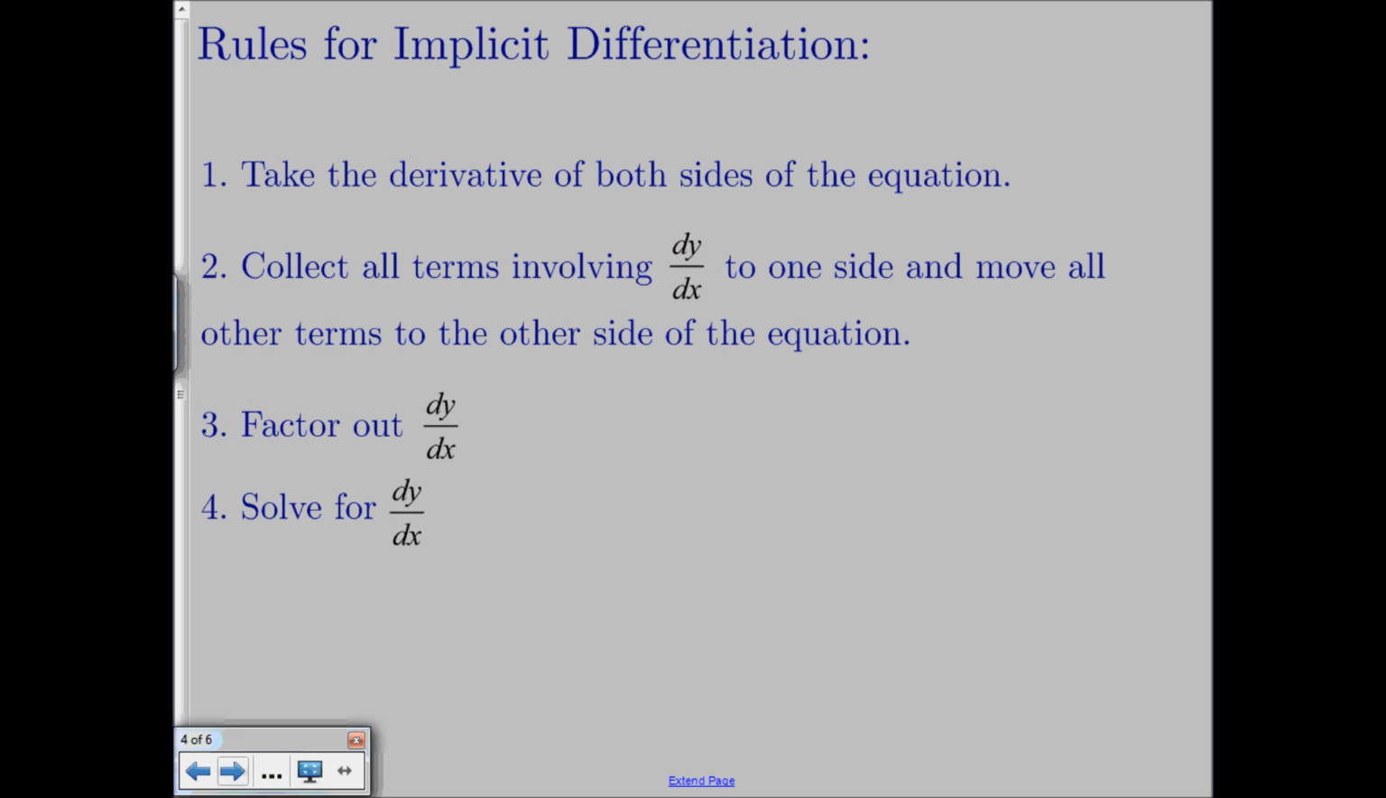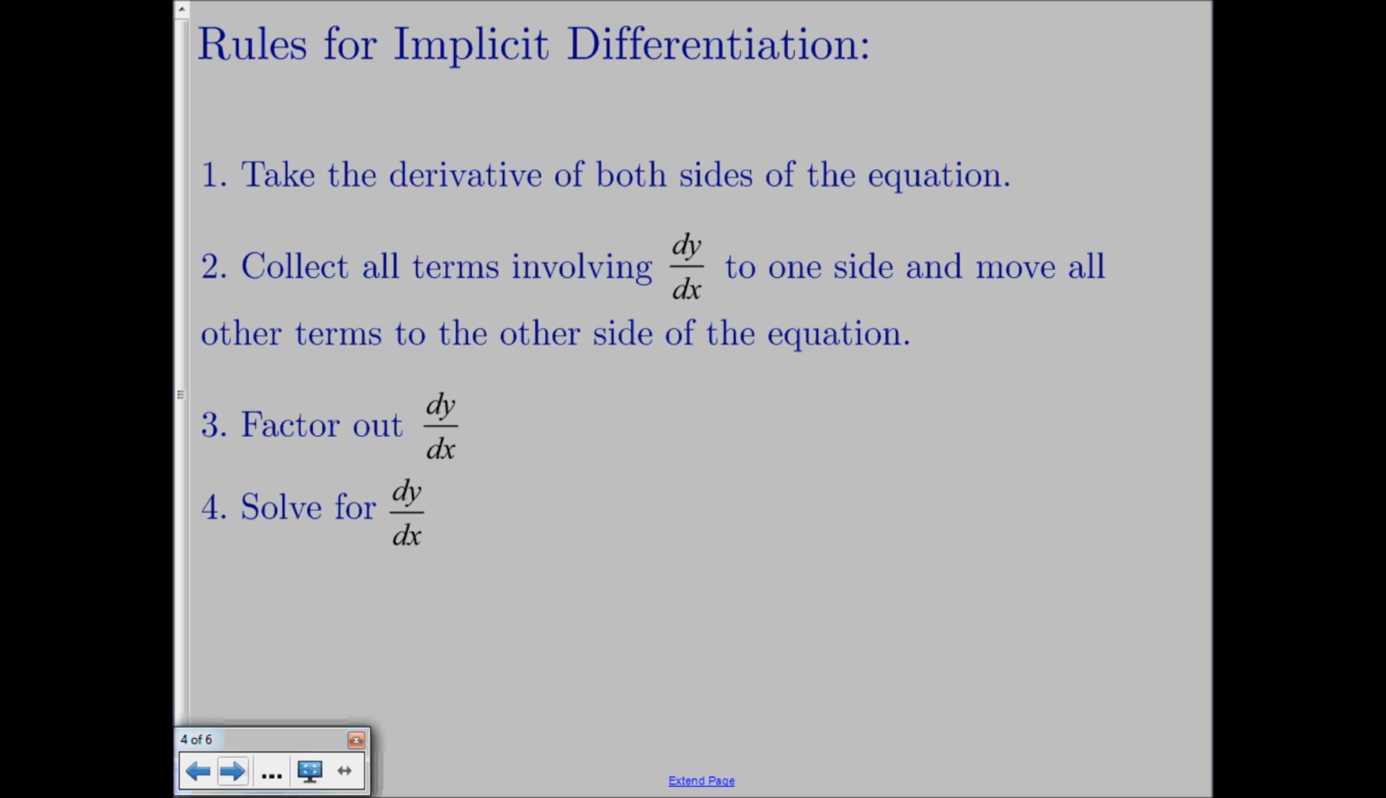So some rules to follow for implicit differentiation now. So again, the first step you're going to do is always take the derivative of both sides of the equation. So you're going to do d/dx, so derivative with respect to x. And then after you've taken your derivative, you have all your terms written out. What you're going to do is you're going to collect all the terms that are involving dy/dx to one side of your equation, and you're going to move everything else to the other side. Because our goal here is to solve for the derivative, or that dy/dx term, so we need to isolate that as a variable by itself.